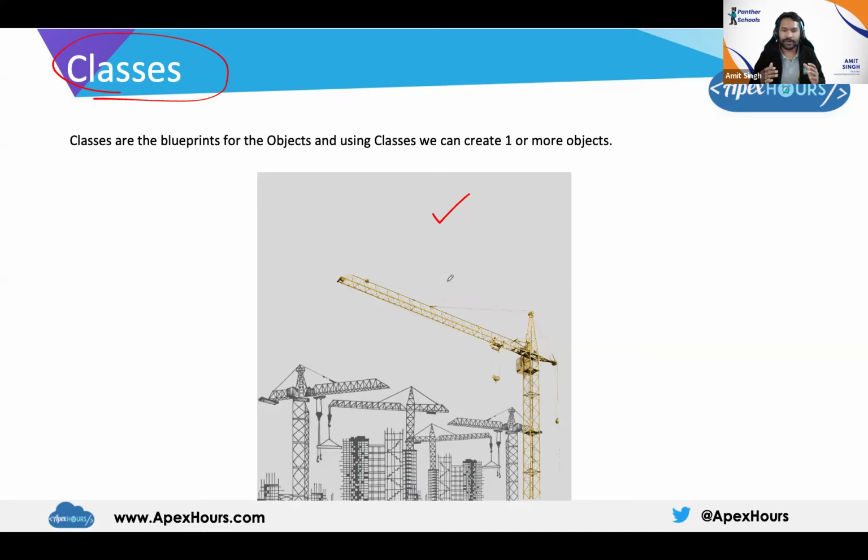So basically they have a blueprint, they have a class. Now they are generating multiple objects out of that class. They got one blueprint, one map, and then they're just printing out multiple buildings of a similar kind at various cities of a state or various states of a country. So that is why I say classes are the blueprints by which we can create one or more objects.